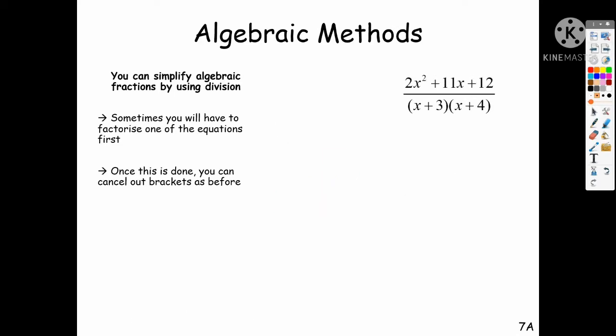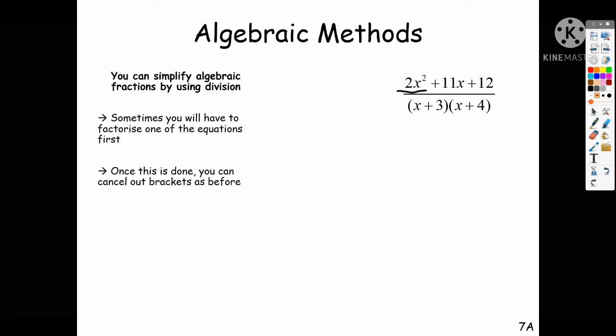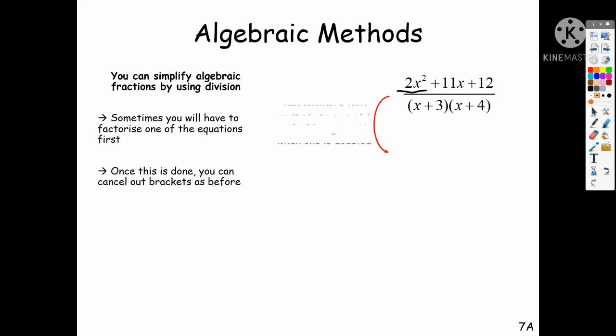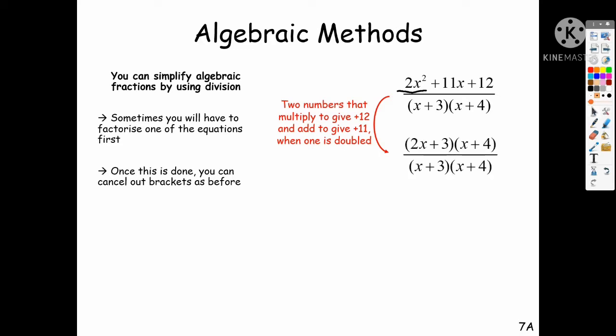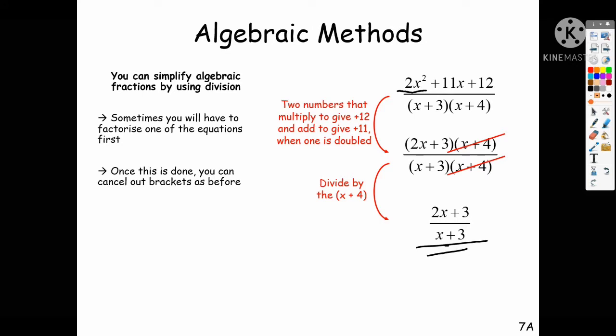Got another one here. I've got 2x squared plus 11x plus 12 over x plus 3 and x plus 4. So here the only difference is the coefficient of the x squared is now no longer 1. It's a little bit difficult, but it uses the same principle. So we want two numbers that multiply to give 12 and add to give 11 when 1 is doubled. So we get 2x plus 3 and x plus 4 over x plus 3, x plus 4. And we can see the x plus 4s will cancel there, so I'm left with 2x plus 3 over x plus 3. Final solution.